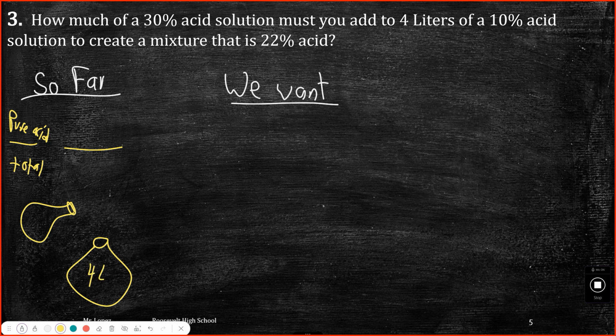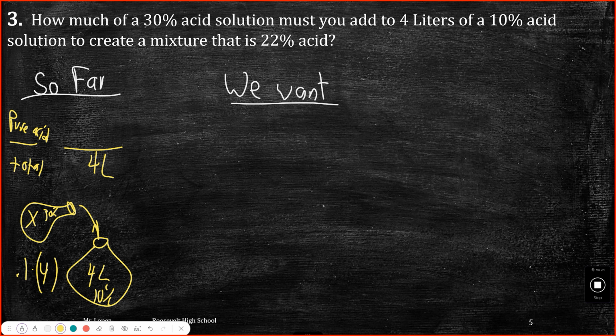You have 4 liters of a 10% acid solution. And you're going to add some amount of a 30%. So what you have is this. You're going to add something there. So what we have so far is 4 liters. And now what's 10% of 4? That is pure acid. What's 10% of 4? 10% is what? Is that 0.1? So what's 0.1 times 4? That's what we're doing.